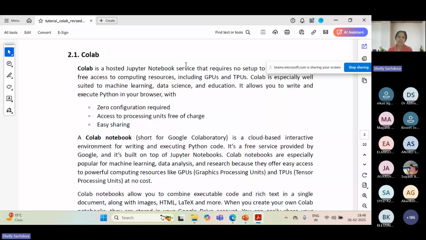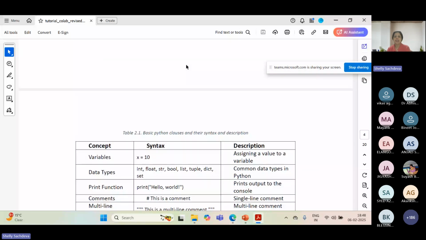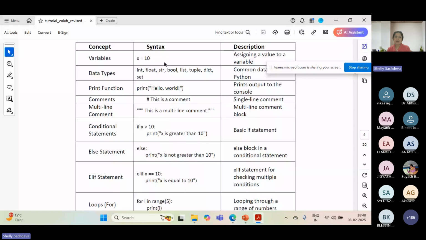This is a simple thing I can show you. This is just the concept of Python variables: x equals 10, you simply assign a value using a variable. Then you have certain data types: int, float, str, tuple, list, boolean, and so on. Then there is the print function, and you can print anything. This particular symbol is used for putting up a comment, and for a multiple-line comment you can use this other syntax. Then conditional statements are used, like if x is greater than 10, then print x is greater than 10. The else is like this one.